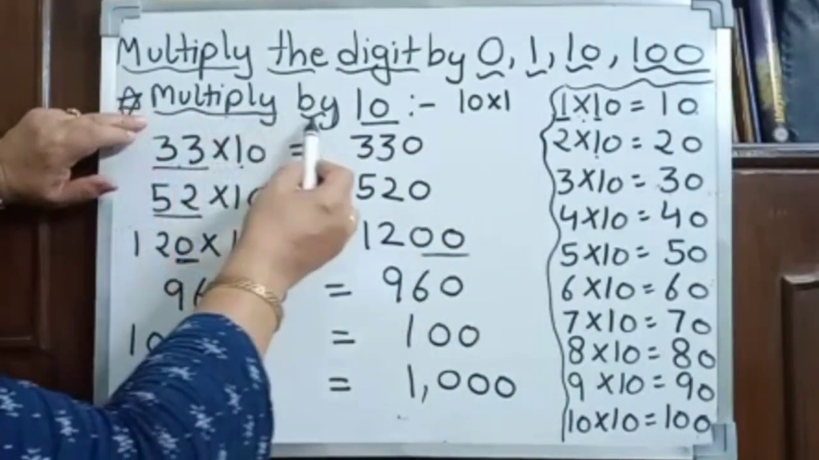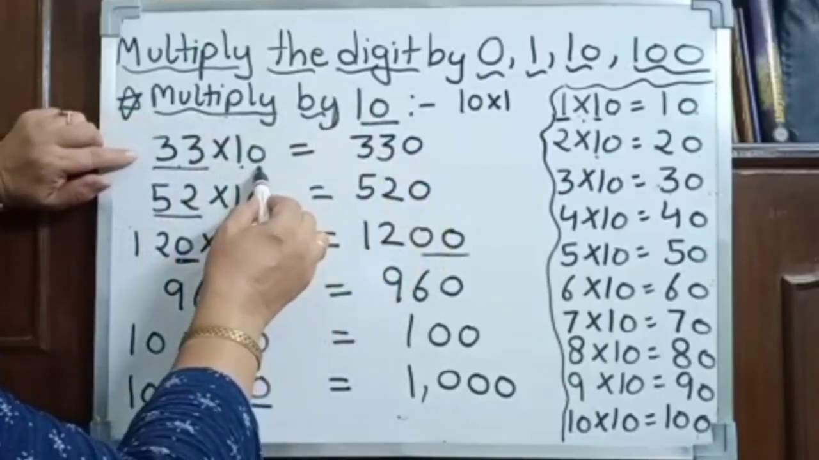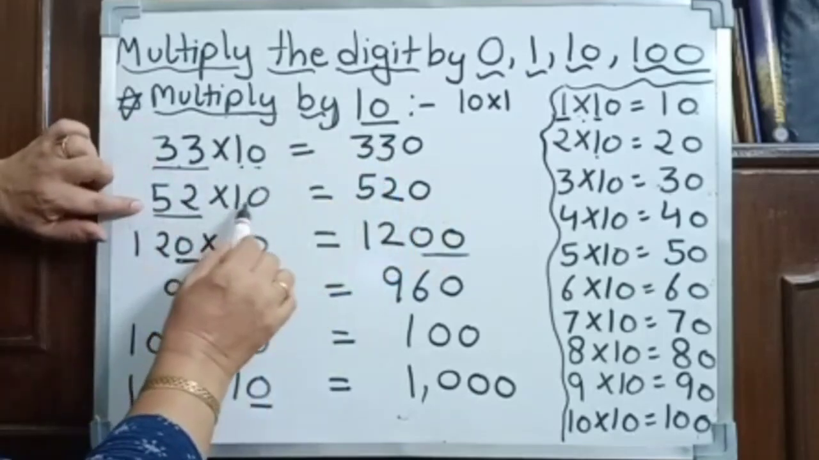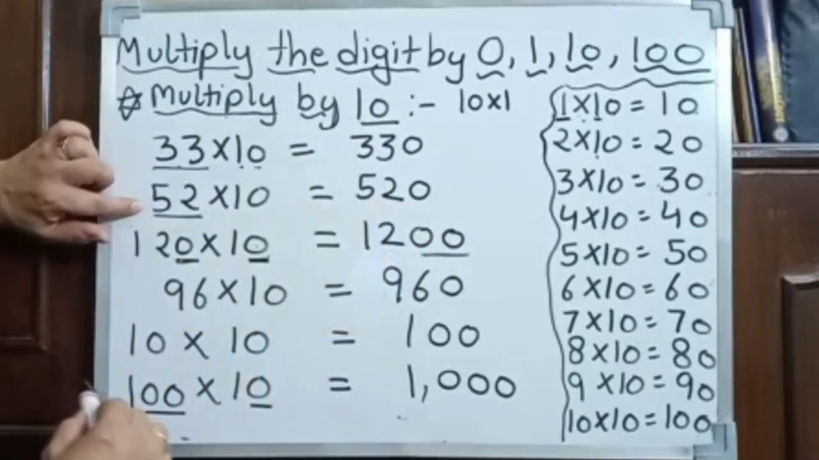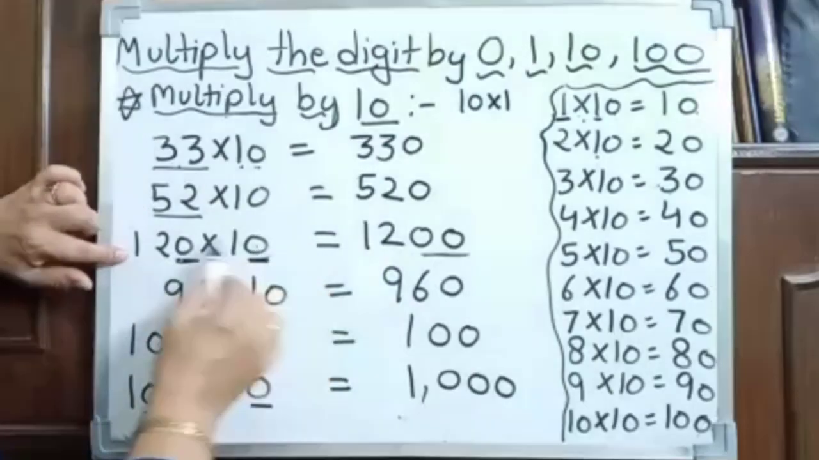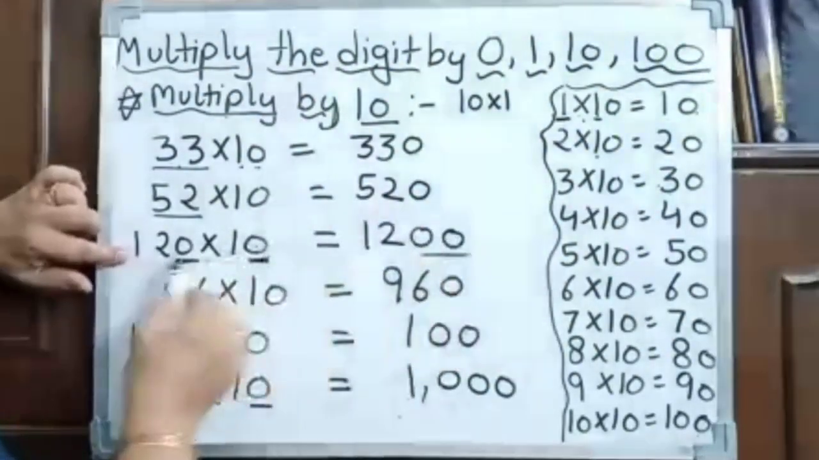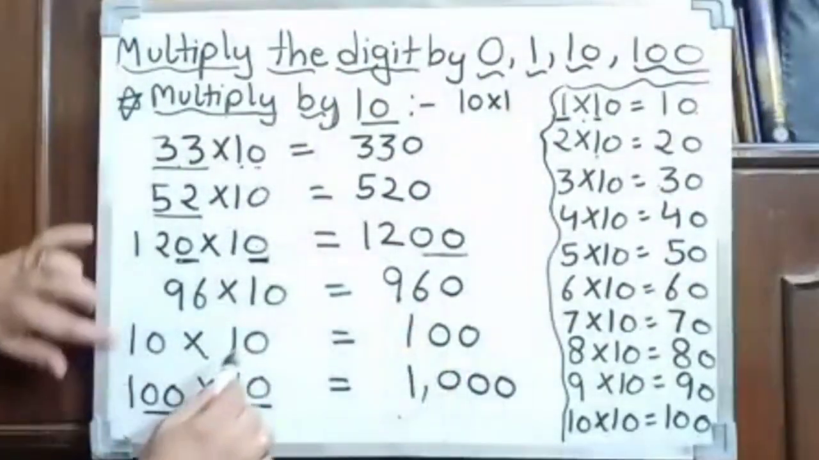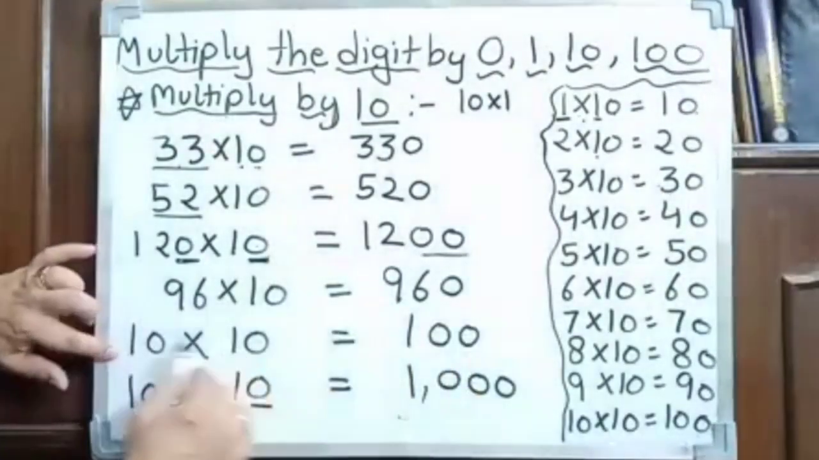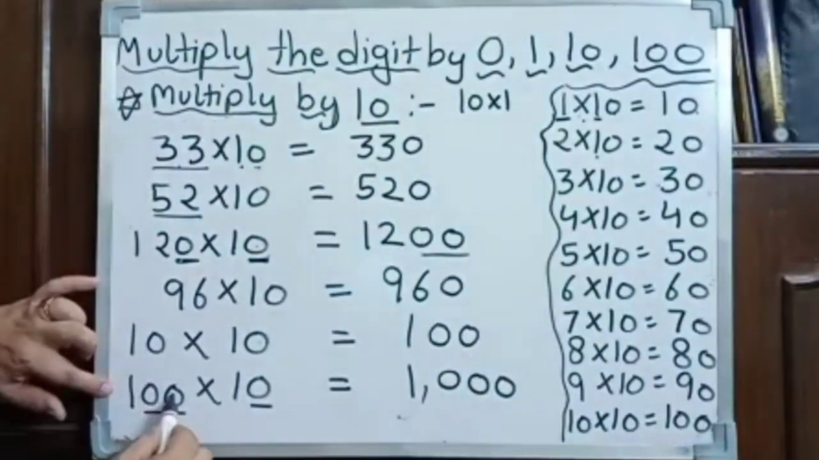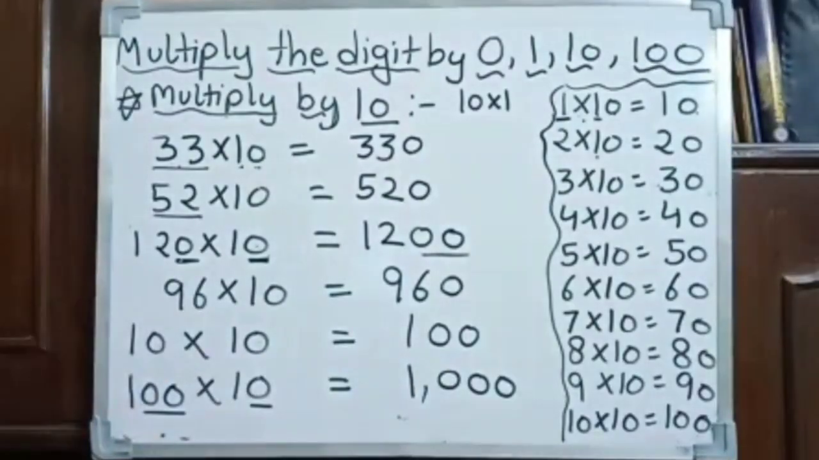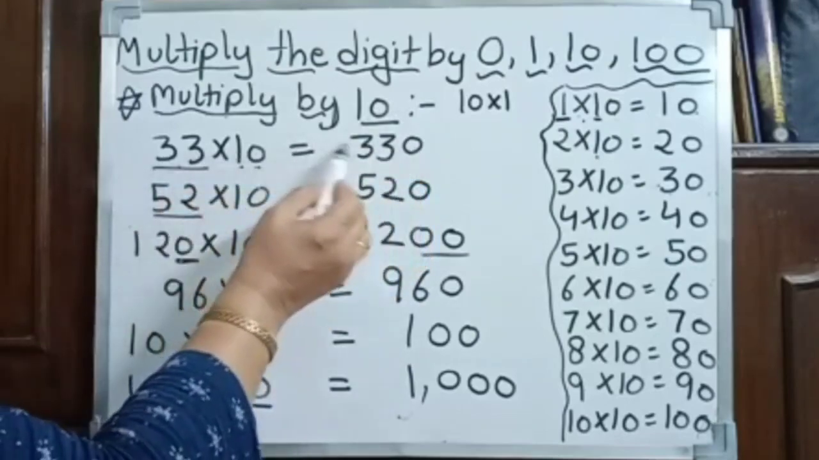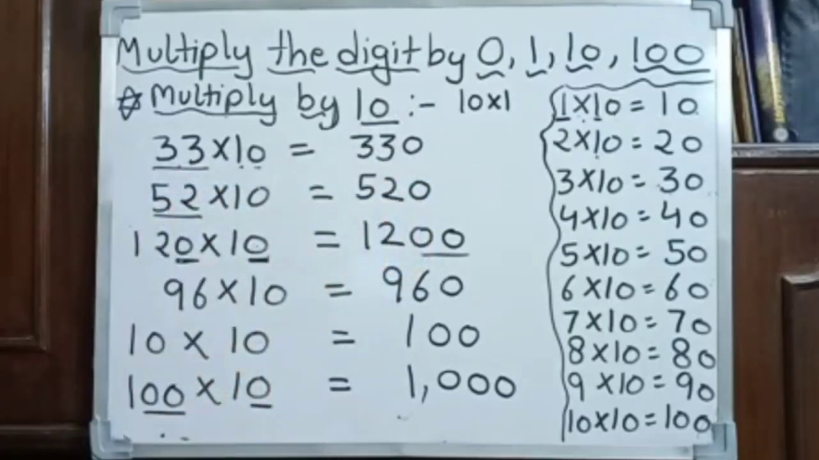Whenever we multiply by 10, we have one 0, so you put here one 0. The number will remain the same. 52 into 10, one 0, the number will remain the same. Here we have 2 zeros, put here 2 zeros, the number will remain the same. Again 96 with 2 zeros. 1 ones are 1. Here we have 3 zeros, then 1000. So this is very simple. Put the zeros and the other digit will be the same.